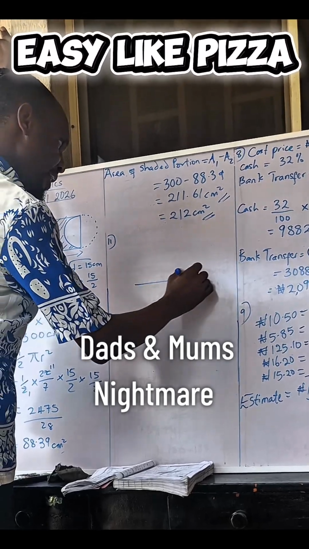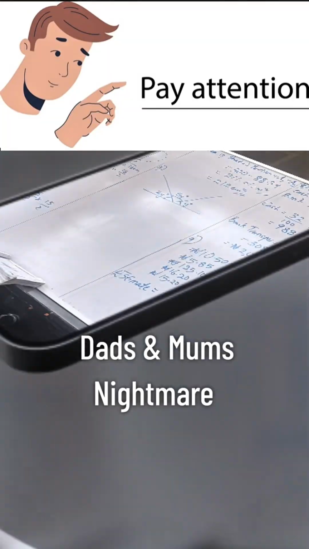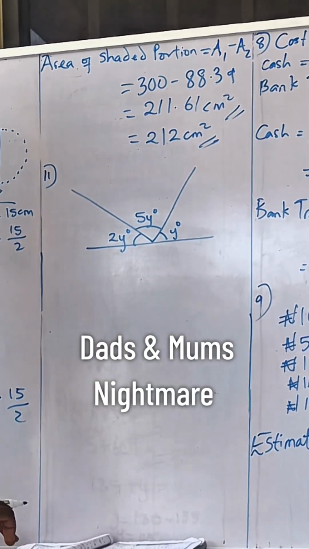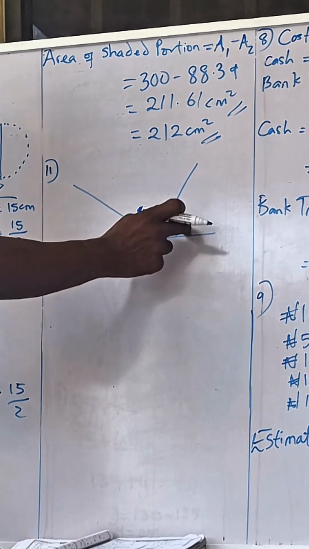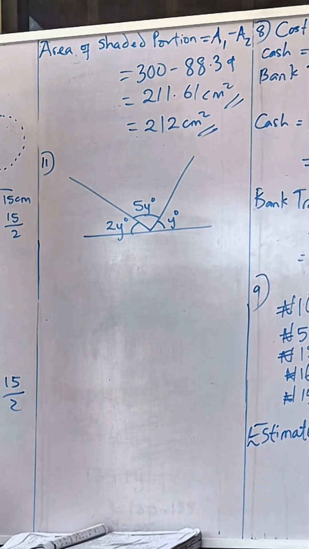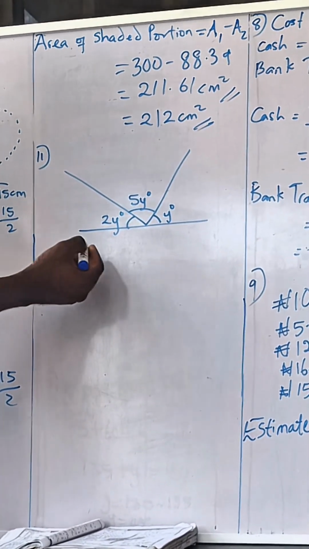There is a diagram like this. Now, please pay attention. The question says, find the value of y degrees in this diagram. Okay, now on this diagram, we have a straight line.